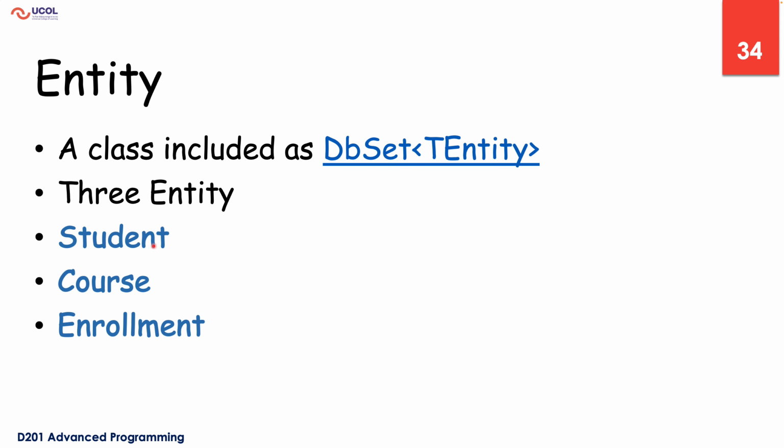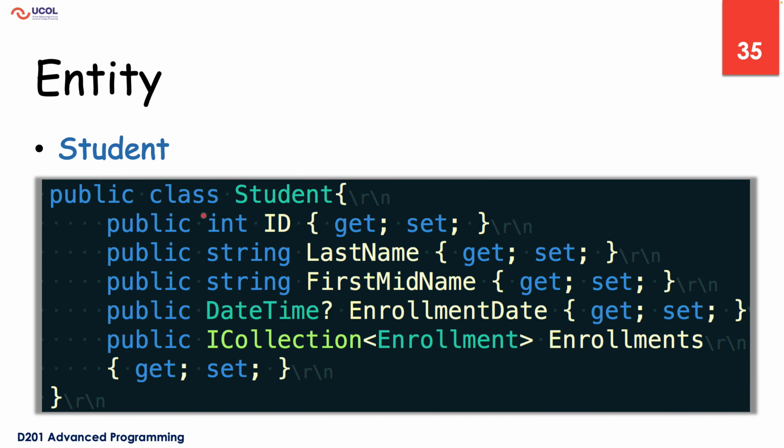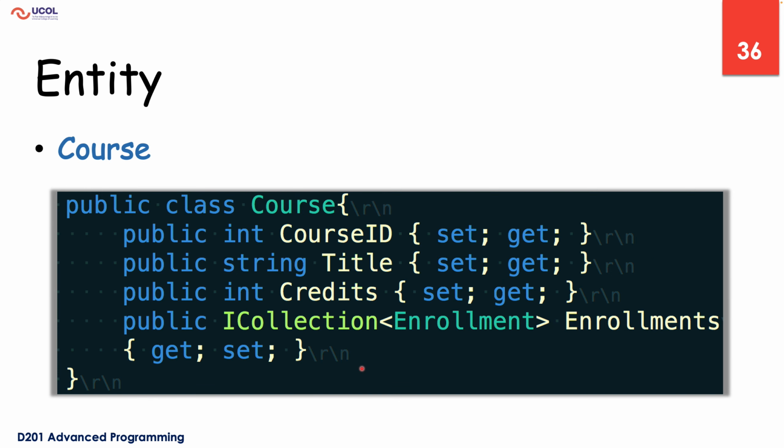So we have three entities: student, course, and enrollment. This is our student class, in which we have the student ID, with ID as a capital ID. We have all these properties and the set and get methods. We have courses, and set and get methods for all of them. We have course ID, title, credits, and the ICollection of enrollment set.